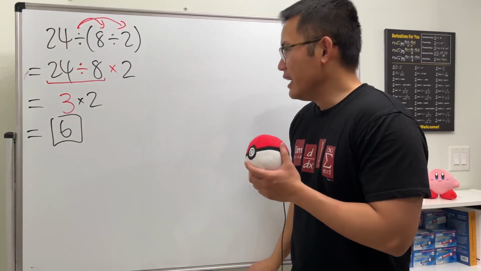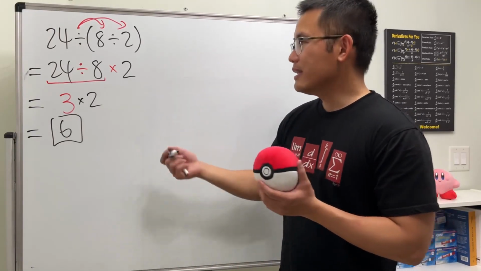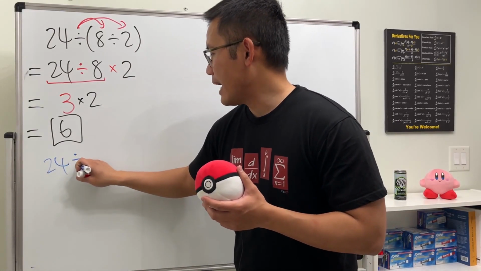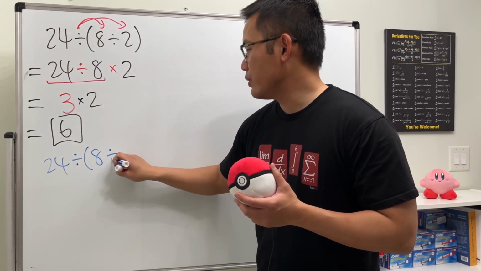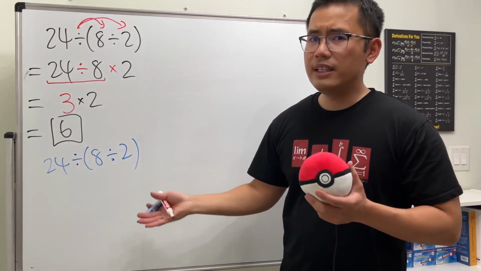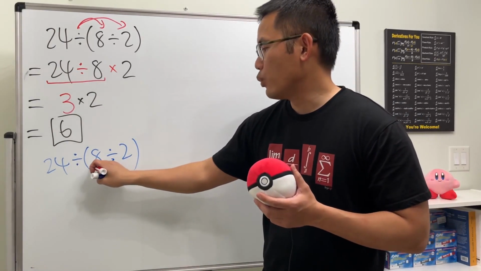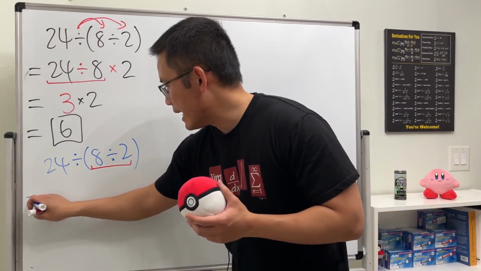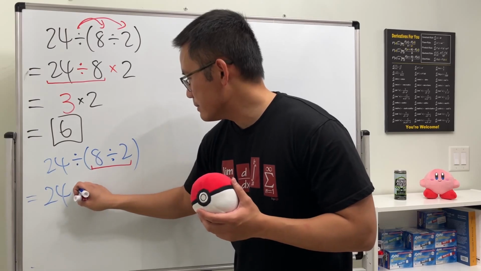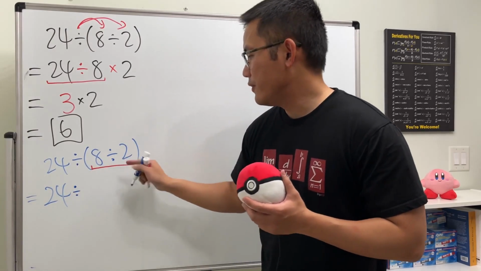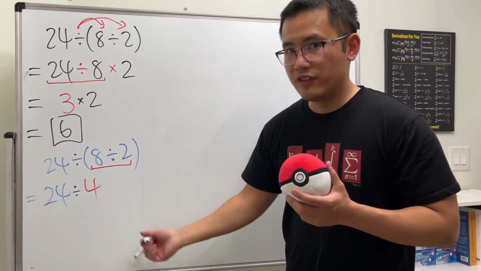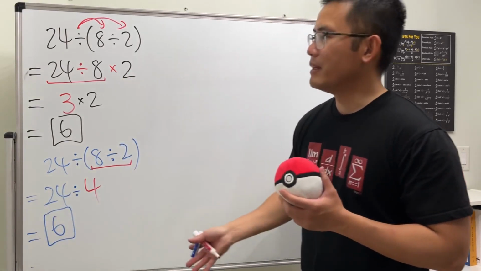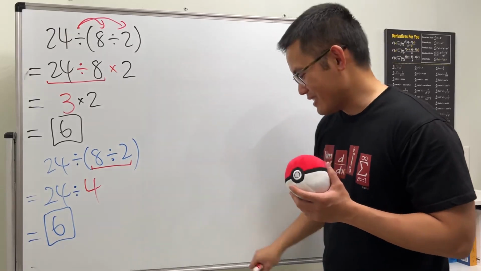That's it. Is this really correct? Well, let's do it the usual way. If we have 24 divided by parentheses 8 divided by 2, we didn't need to distribute because by the order of operations, we can just do this inside out. And we are going to get 24 divided by, this is going to be 4. 24 divided by 4 gives us 6. Of course, we have the same answer.